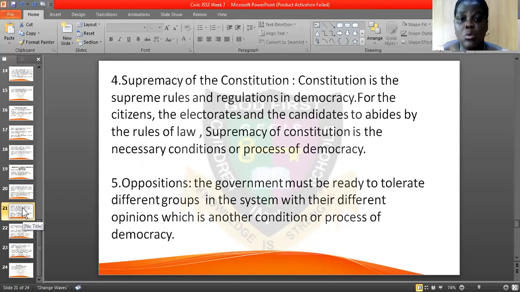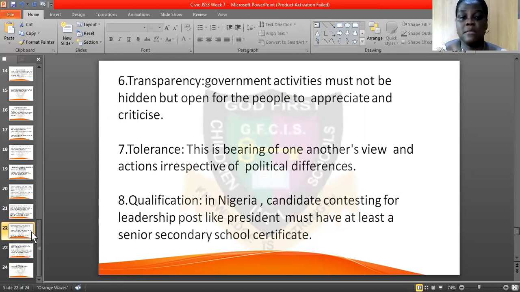It is allowed once it is being made healthy, and that's what makes people tolerate one another from different groups, and people of different opinions is a part of democratic processes. And there is transparency in democratic processes, because election in the first instance cannot be free and fair if there is no transparency. And tolerance is bearing one another's view, the ability to listen and bear other people's views, irrespective of political differences.